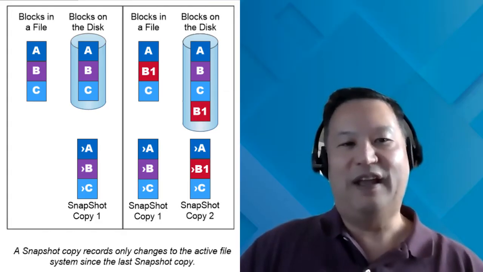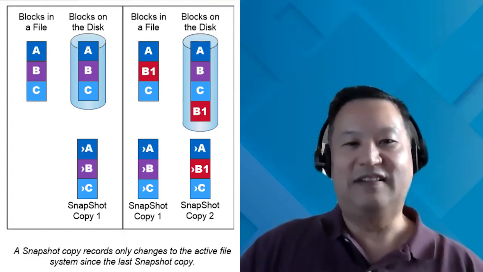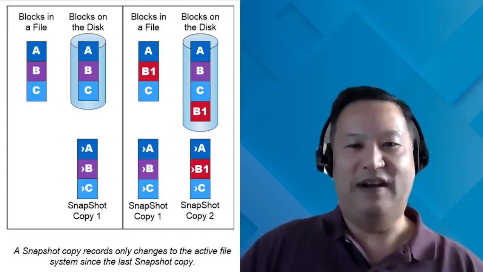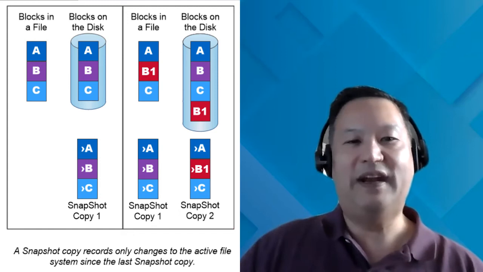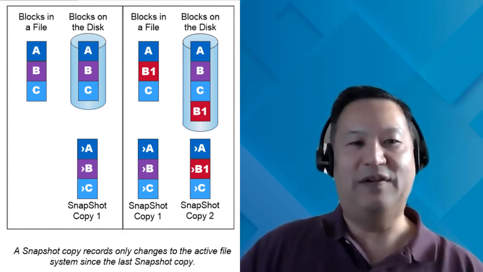We edit the file and note what WAFL does. It doesn't delete or overwrite block B on disk. Instead, it writes to new block B1, and the metadata for the file is updated to reference B1 as part of the file instead of block B. Block B still lives on disk, but now it's uniquely associated with snapshot copy 1.